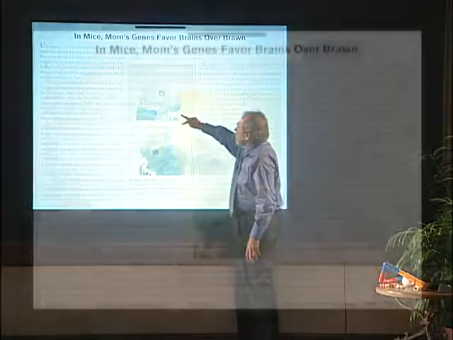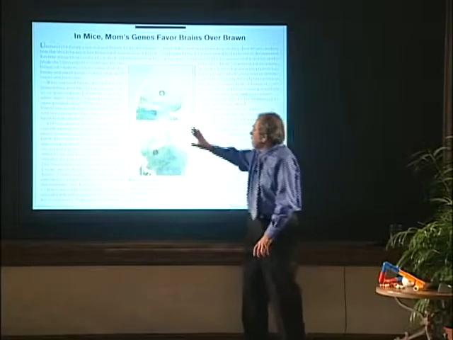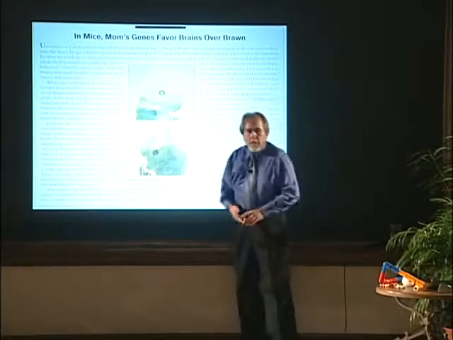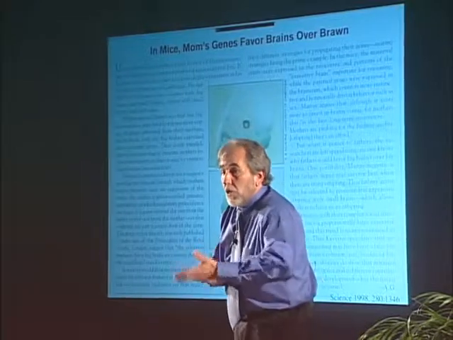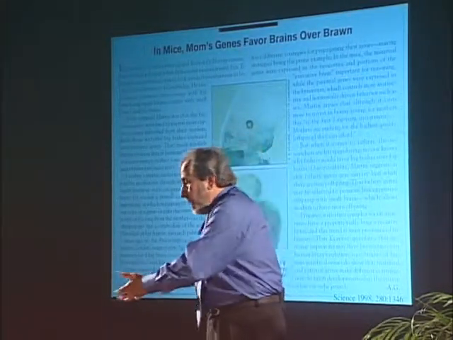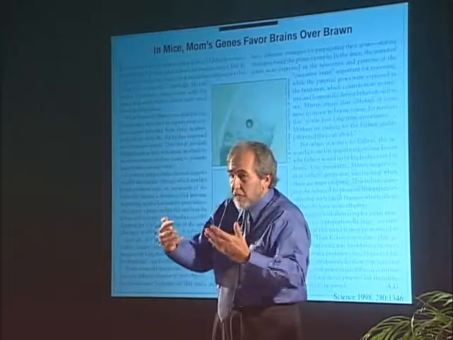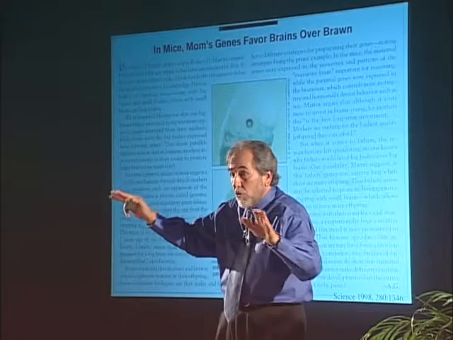These are 2 genetically identical mice. In mice, mom's genes favor brain over brawn. Here's what the point is. They did an experiment. And in one set, they activated mainly the paternal set of imprinted genes. And in the other set, they activated mainly the maternal imprinted genes. But remember this, there's a combination of both of them, but these are the 2 extremes.